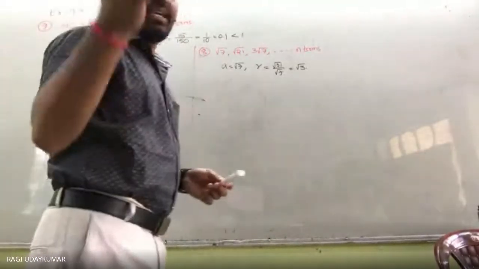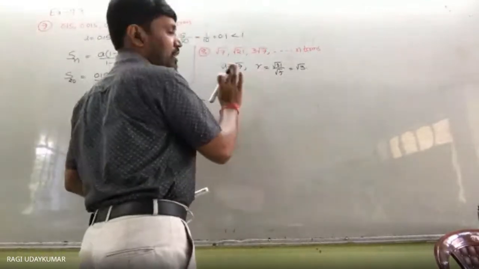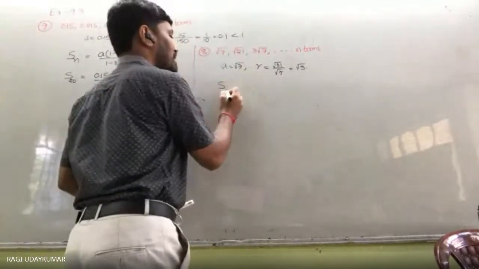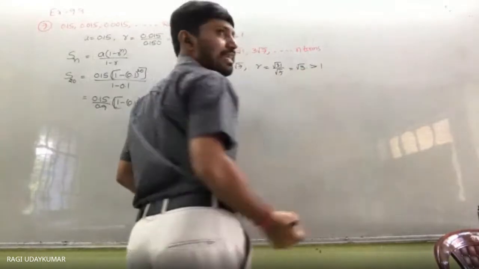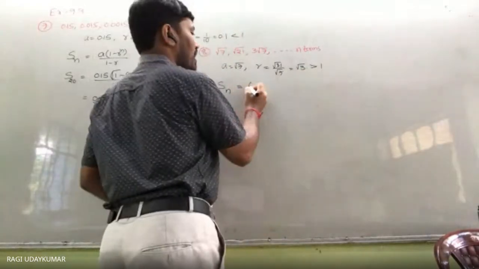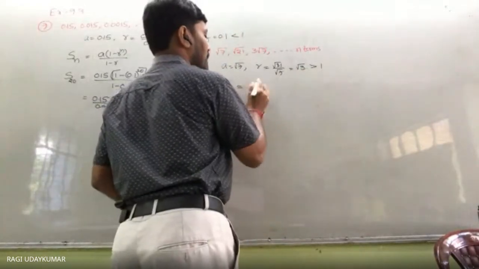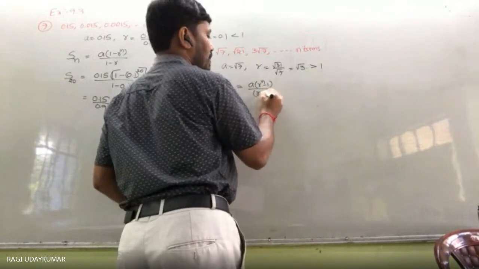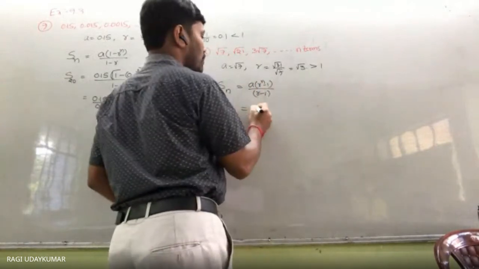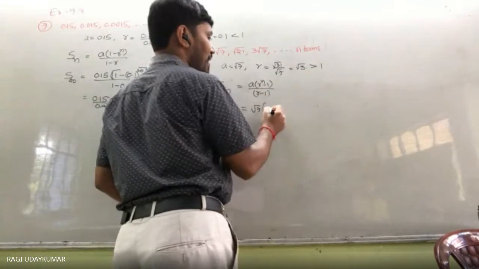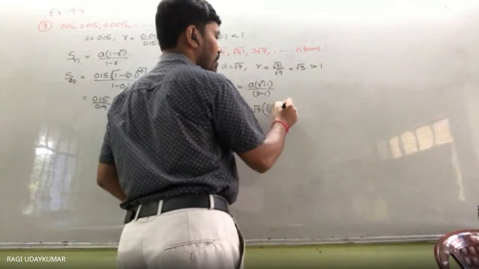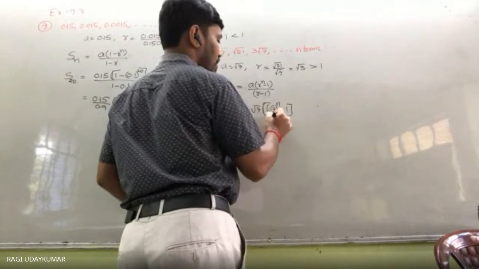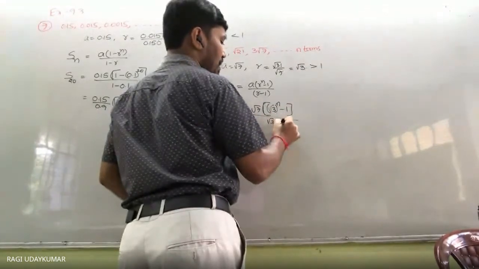So yes, the geometric progression is already given, it's not a problem, and you need to find Sn. Root 3 value is greater than 1, so the Sn formula is A into R to the power of n minus 1 by R minus 1. A is equal to root 7, and R is root 3, so root 7 into root 3 to the power of n minus 1 by root 3 minus 1.